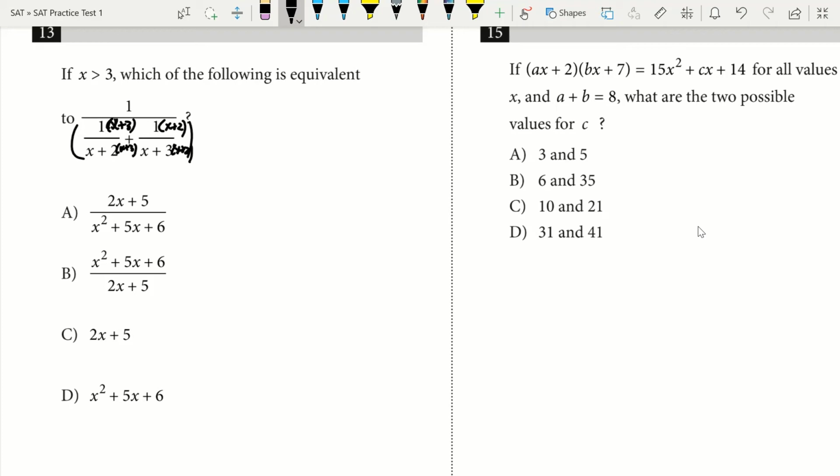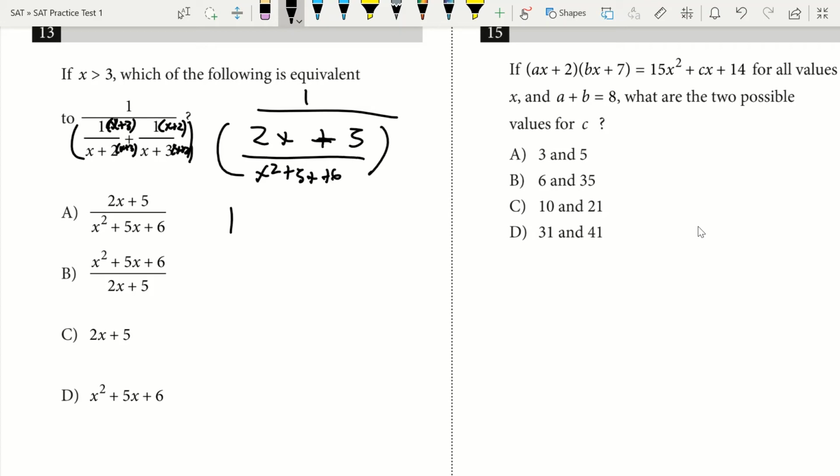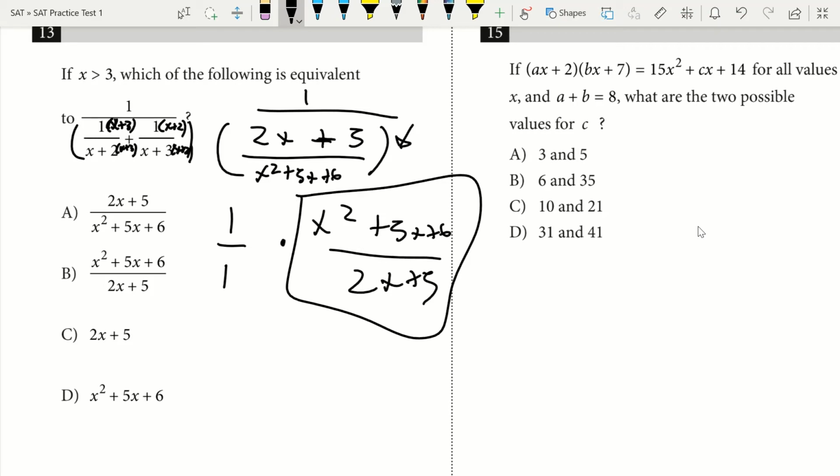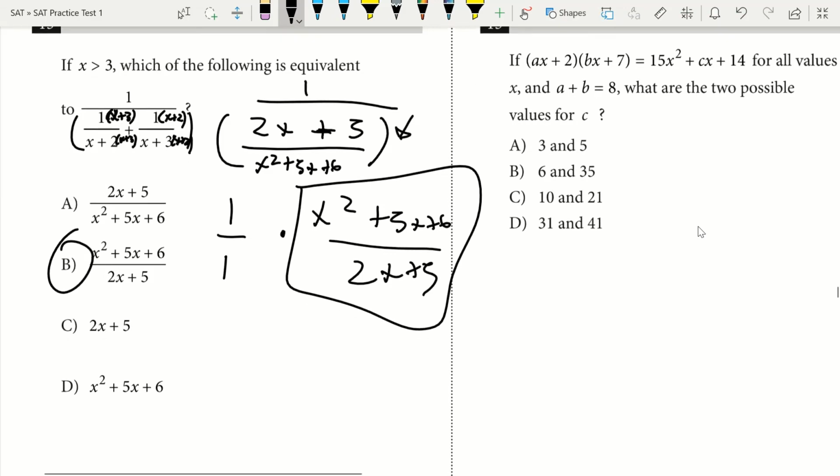So now I'm going to get x plus x, that's going to give me 2x, and then 3 plus 2, 2x plus 5, right? And this is all 1 over this, right? And this, in our denominator right here, then we're going to have our x squared plus 5x plus 6. All right, what's this going to equate to? We're going to do 1 over 1, multiplied by the reciprocal of our denominator here. That's going to be x squared plus 5x plus 6 all over 2x plus 5. So we know that this right here is going to be our answer, and that's answer choice B. All right, question 14.